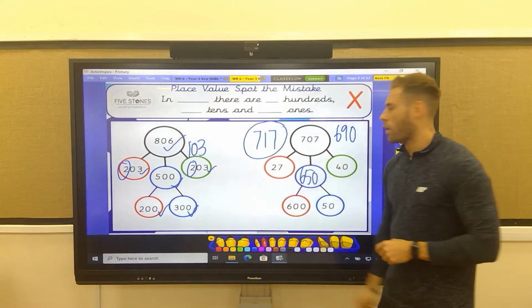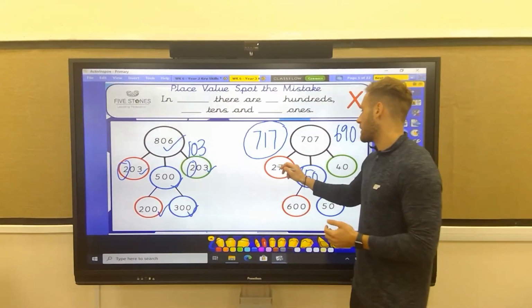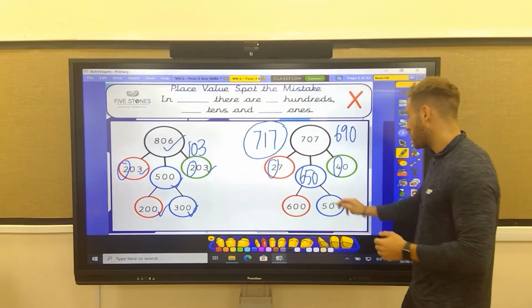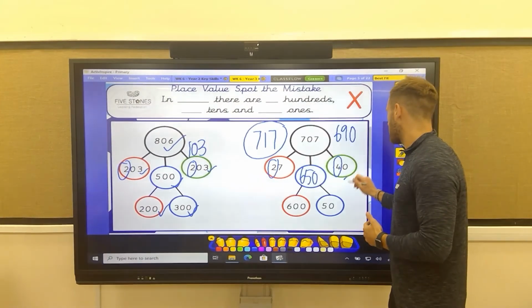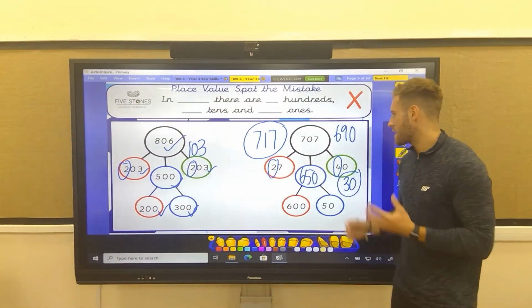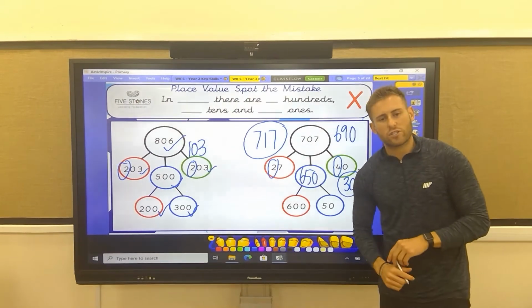So actually, what have we got? We've got 10 too many, haven't we? So we either can change the 10s in this column or the 10s in this column, or you might go and change the 10s in both of these. But we needed to reduce by 10, so we can simply do 30 instead of 40 to help us get to 707. Congratulations if you managed to spot that error.